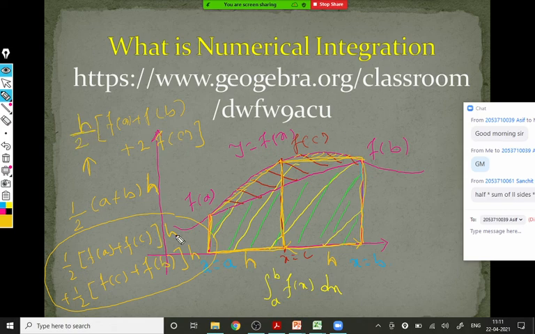This h is h by 2. So h by 2 into f of A plus f of B plus 2 times f of C. This formula is known as the trapezoidal rule to get the numerical integration.